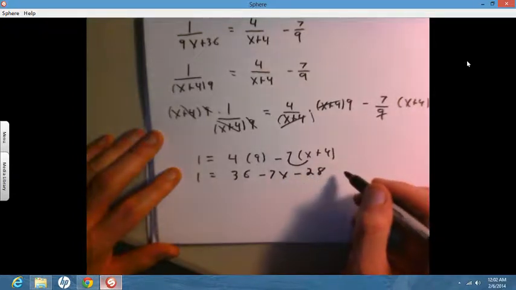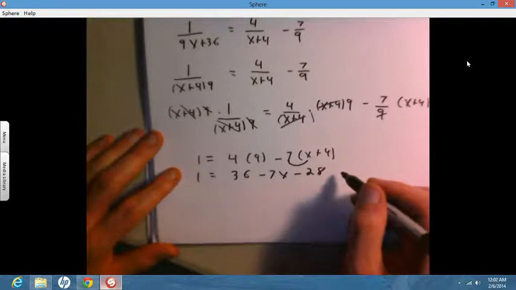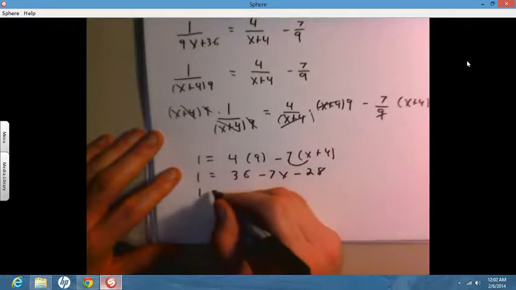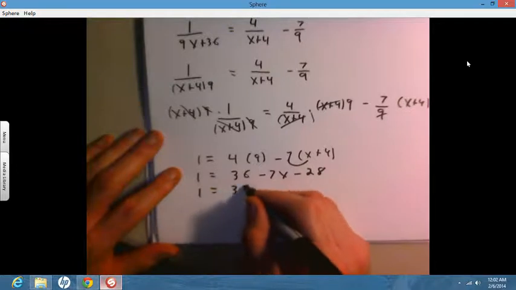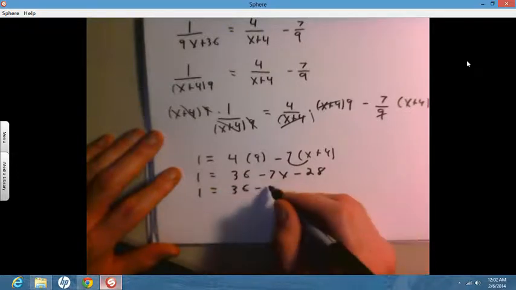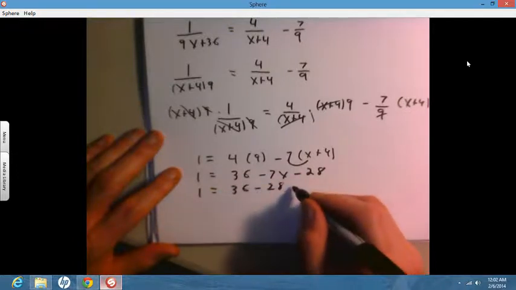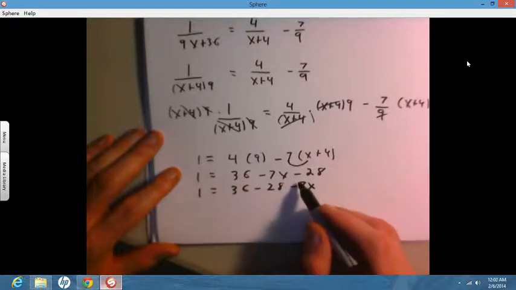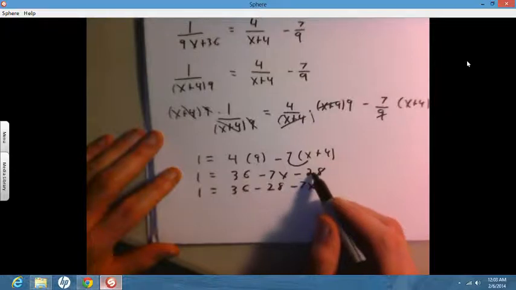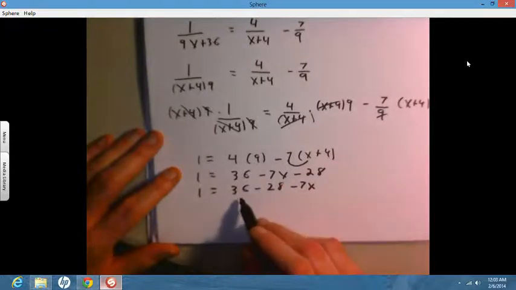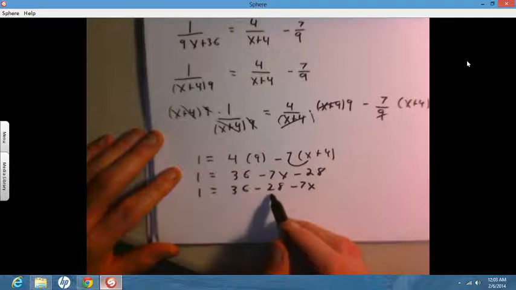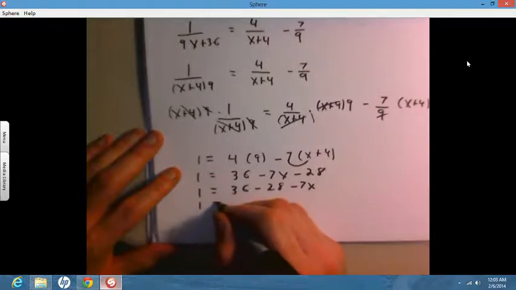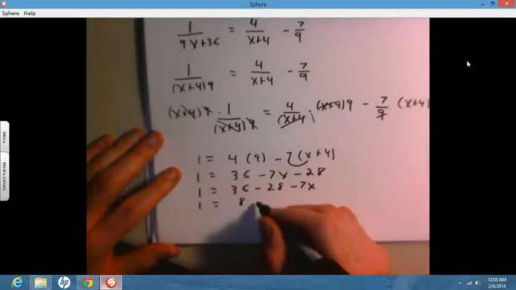Alright. Now I can rewrite this as 1 is equal to 36 minus 28 minus 7x. As long as I carry the minus sign with the term, I can flip them around any way I want. So I can take the 28 and move it next to 36. Now 36 minus 28 is going to be 8. So I'm going to have 1 is equal to 8 minus 7x.